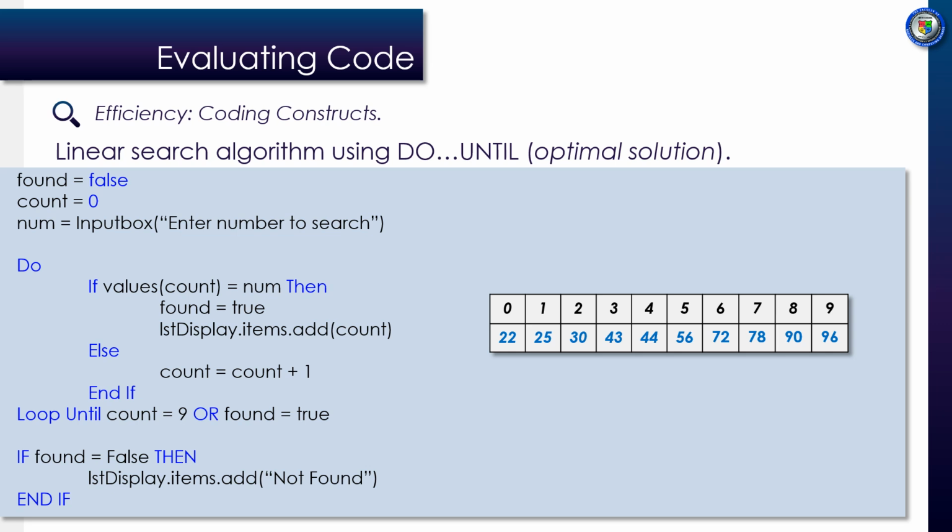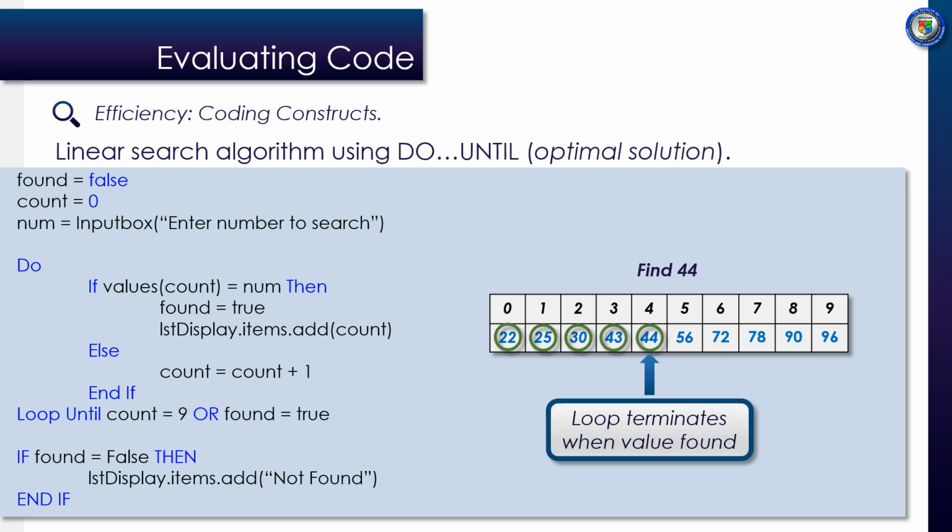Again, our search value is 44. We find that in the fifth element of our array, index position 4. In this case, found will be set to true, and that will terminate us from the loop. This means we will only do 5 iterations of this loop. A much more efficient solution.